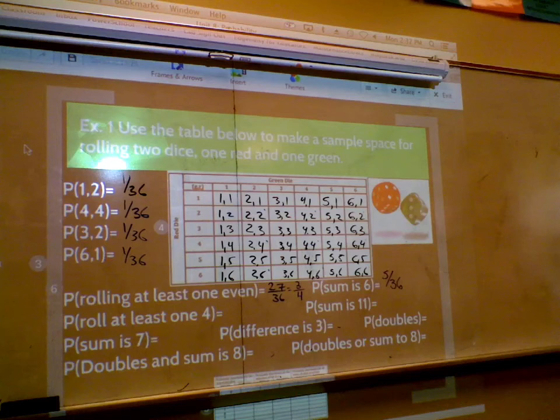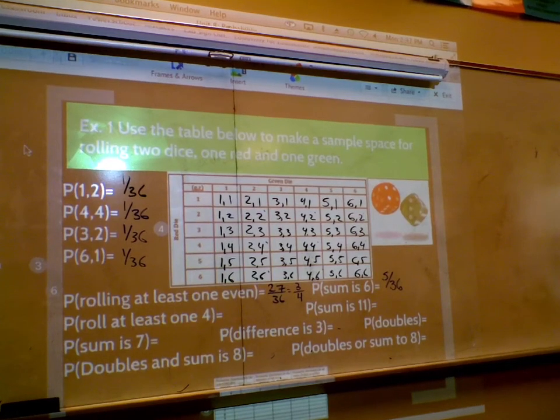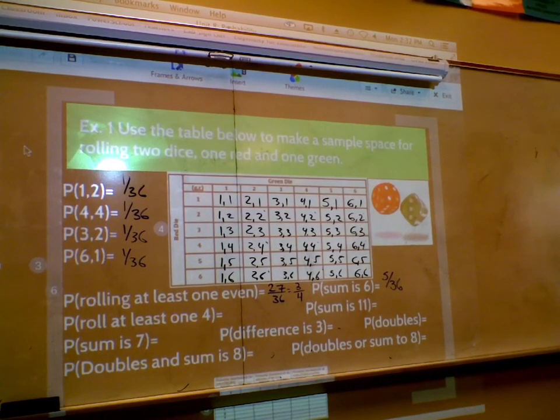All right, I want you guys to try at least one 4, and the sum is 11. So try it anyway. At least one 4, and the sum is 11.